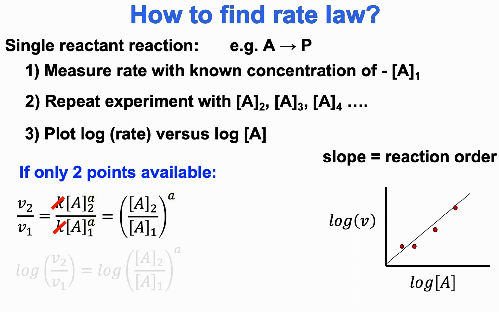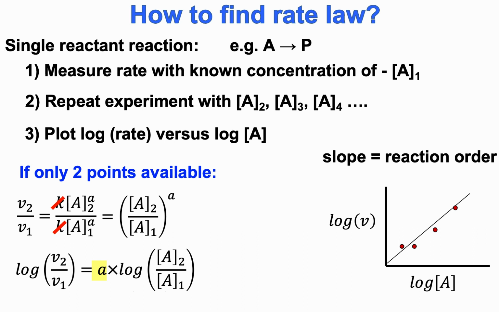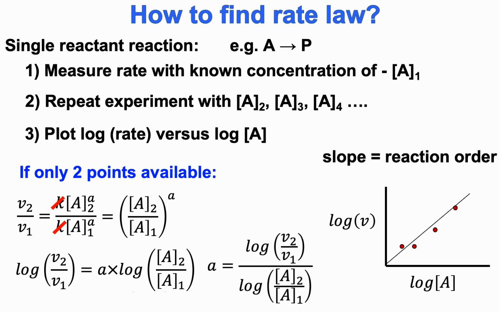Now at this point, if we take the log of both sides, this makes it a little bit easier for us to isolate the reaction order a. One of the properties of the log of an exponent is that we can take that exponent and put it in front of the log, so that it becomes a times log of the concentration of A in experiment 2 divided by the concentration of A in experiment 1. Now this is just a simple rearrangement to solve for the reaction order, where a, the reaction order, is equal to the log of the ratio of my rates divided by the log of the ratio of the concentrations.